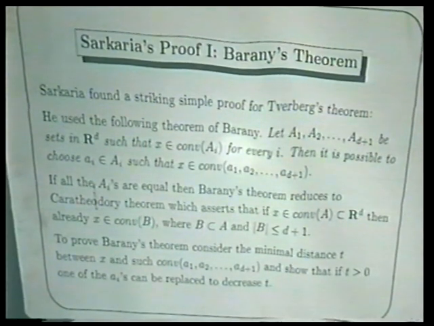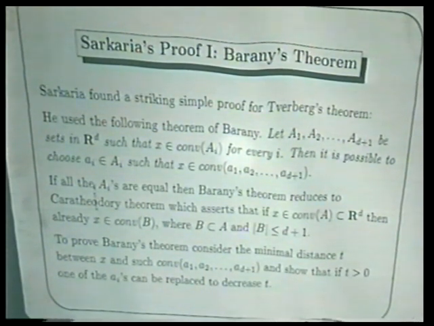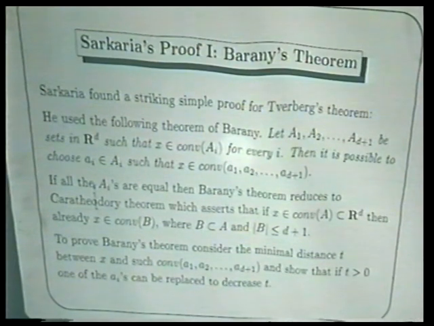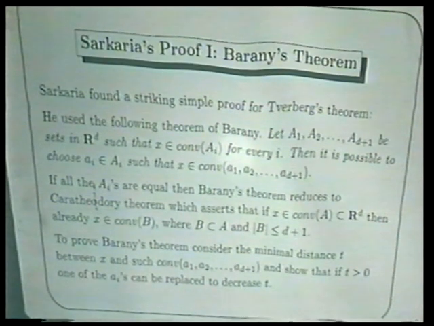Suppose you have D+1 sets A1, A2, up to AD+1 in R^D, and you have a point X which belongs to the convex hull of each one of these sets. So this is the condition. And then the conclusion is you can choose one point out of each set so that X will belong to the convex hull of these D+1 chosen points. So you can choose little a1 from the set big A1, little a2 from the set big A2, and so on, so that X will already be in the convex hull of these D+1 points.